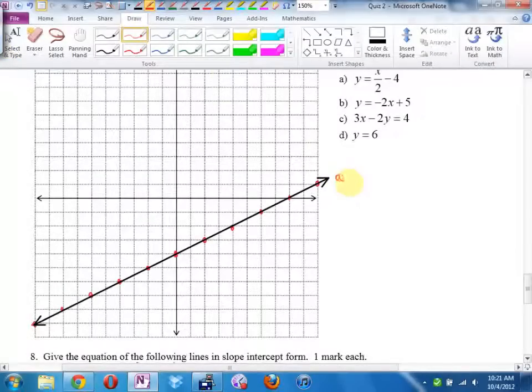There's line A. The way I mark this, half mark for getting the y-intercept correct, half mark for getting the slope correct. B. I'll change colors. Y-intercept of 5. Slope of negative 2 over 1, that means down 2 over 1, down 2 over 1, down 2 over 1.